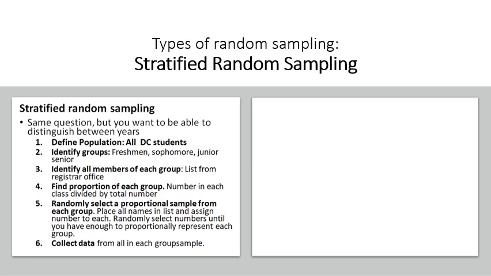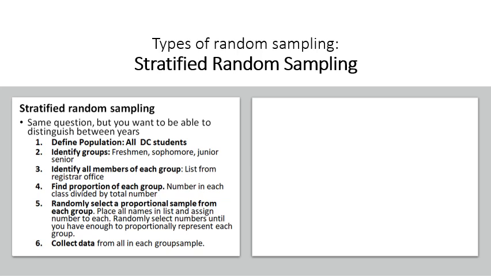So this slide is actually talking about stratified random sampling. And in stratified random sampling, let's imagine the same question, but you think freshmen, sophomores, juniors, seniors. By the time students are seniors, they would be less likely to plagiarize because they'll have learned more. So let's say you want to distinguish between that. Well, your population would still be all DC students, but now you're identifying groups, freshmen, sophomore, junior, senior. So you'd get all members of each group and list them, and then you'd figure out what proportion of all DC students are freshmen? What proportion are sophomores? Juniors? What proportion are seniors?